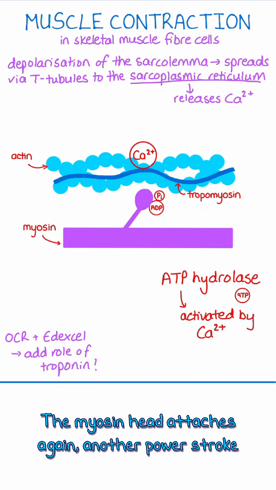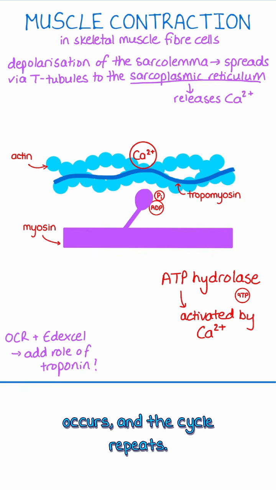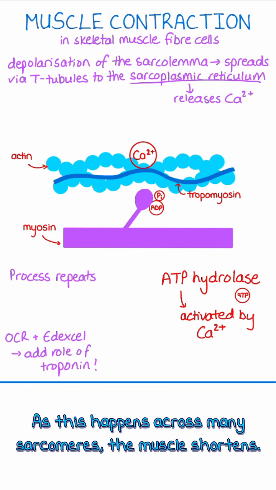The myosin head attaches again, another power stroke occurs, and the cycle repeats. As this happens across many sarcomeres, the muscle shortens.